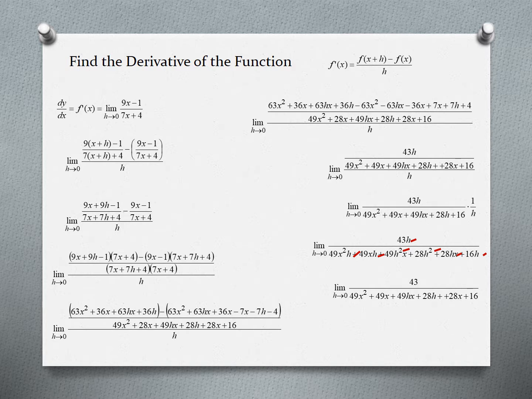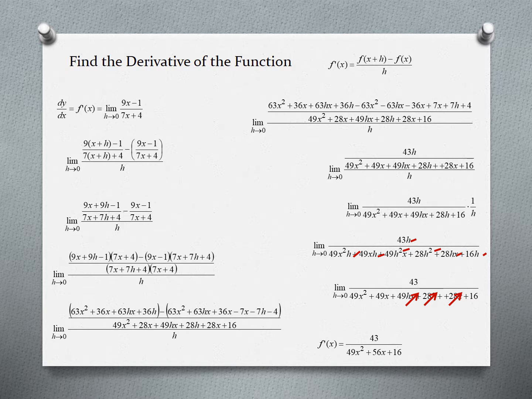Now I can substitute that h, which approaches 0. Remember, we're looking for the limit as h approaches 0, and now if h becomes 0 in the denominator, I'm not dealing with an undefined expression like I would have been before I did the simplification. So now I can substitute 0 in for h, and we're rid of several of those terms, leaving us in the denominator with 49x squared plus 56x plus 16.